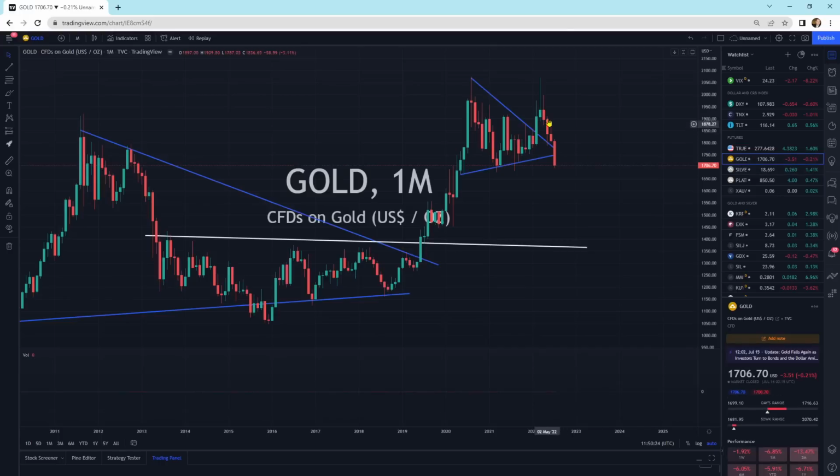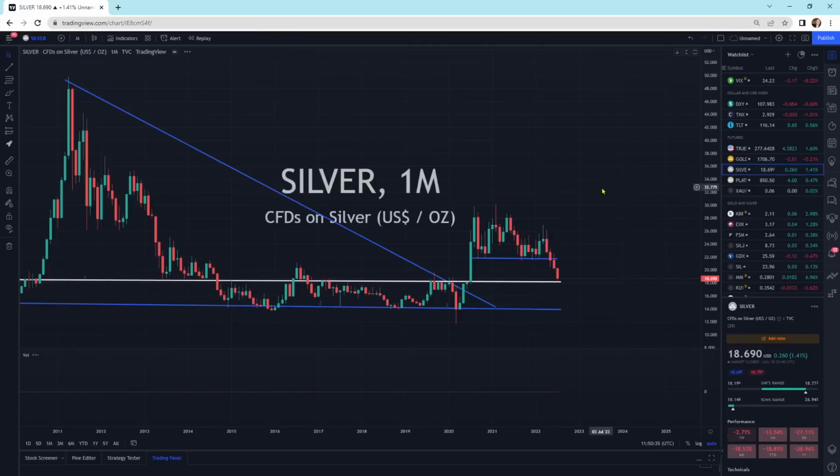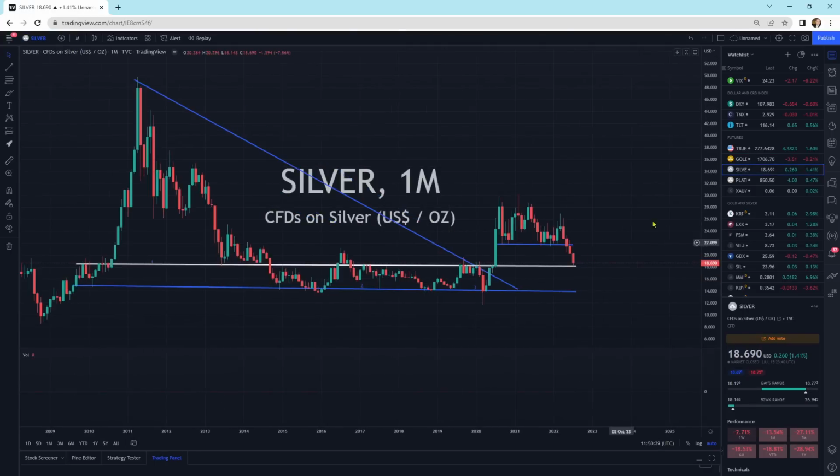Looking at gold, gold is heading lower. It is also showing us that there's fear in the market and that inflation could potentially be slowing down. So that aligns with the CRB index. Silver's pulled back, but it's at a very strong support area.